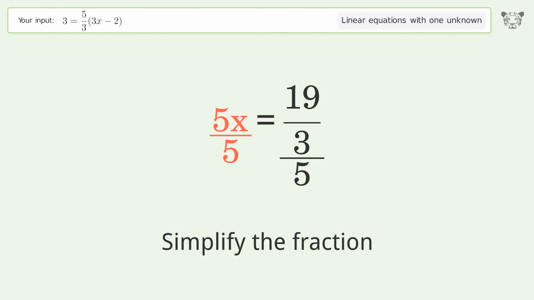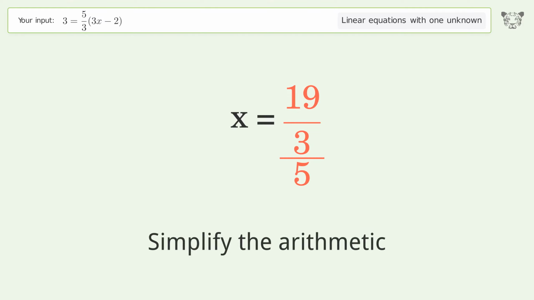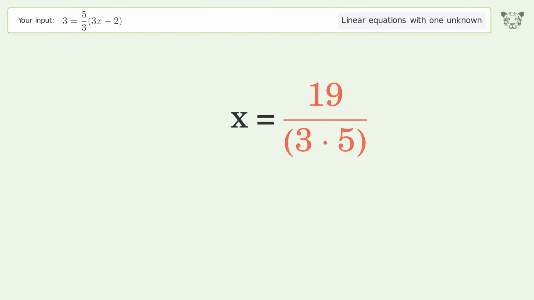Simplify the fraction. Simplify the arithmetic. And so the final result is x equals 19/15.